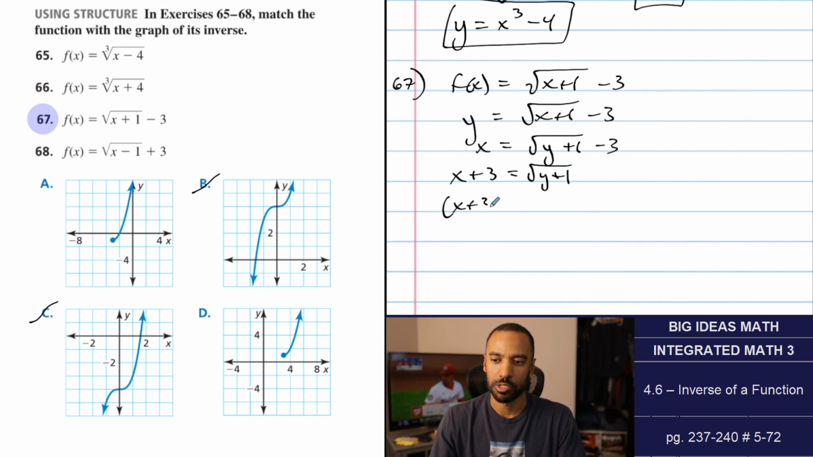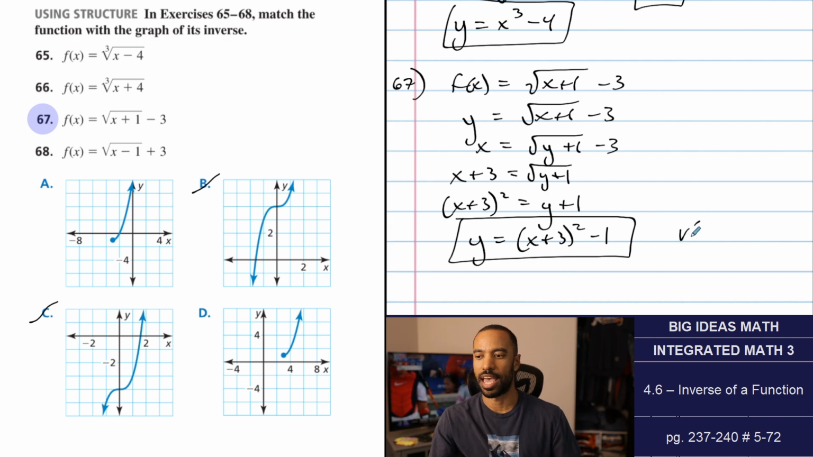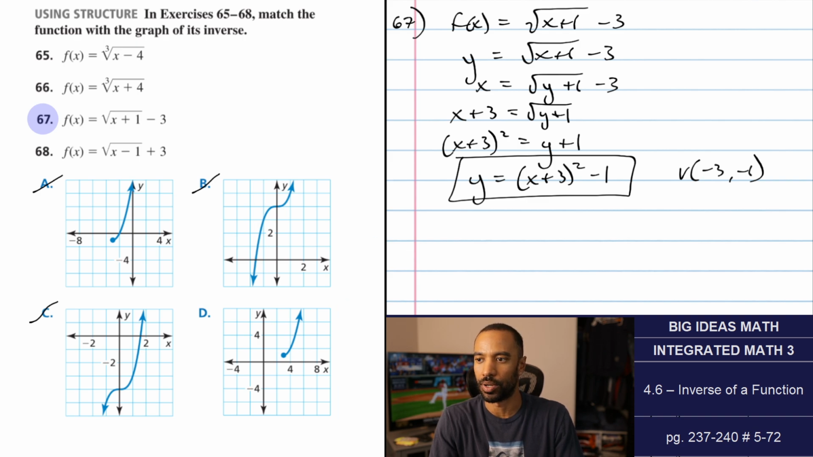Now I'm going to write it as x plus 3 quantity squared. We'll leave it in vertex form, if you will, and subtract 1 from both sides. And you're going to get y equals x plus 3 quantity squared minus 1. So this graph has a vertex at -3, -1. We have to go left and down. And that's going to be this one right here on A, as D looks like it goes right 3 units and up 1 unit. So this one is going to be option A as the graph.